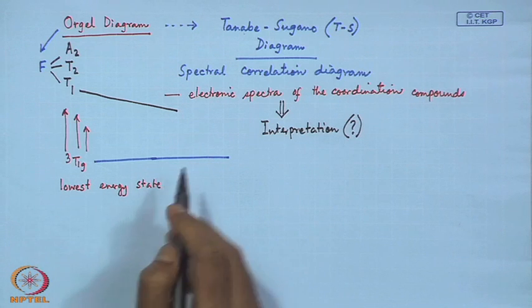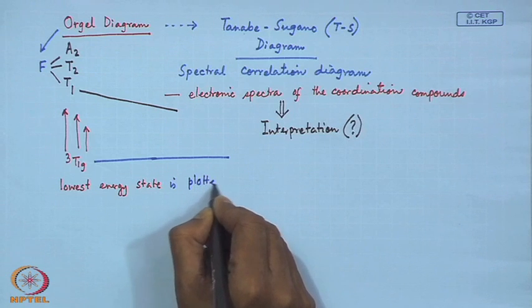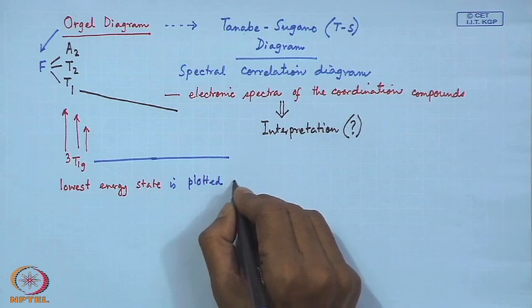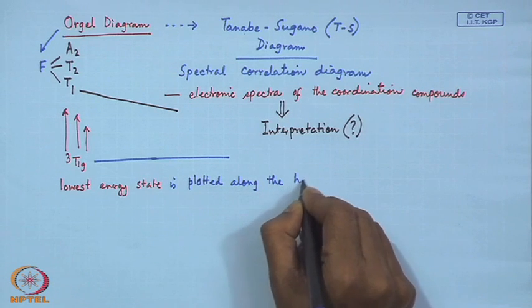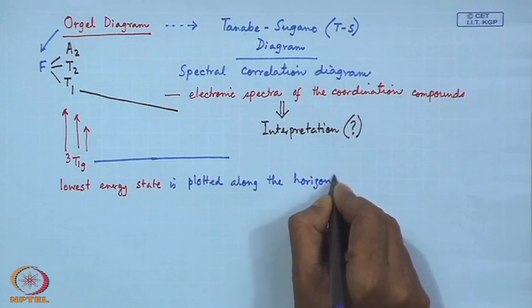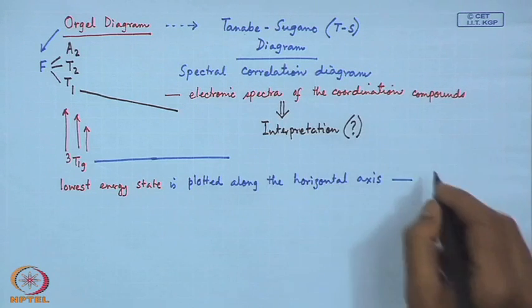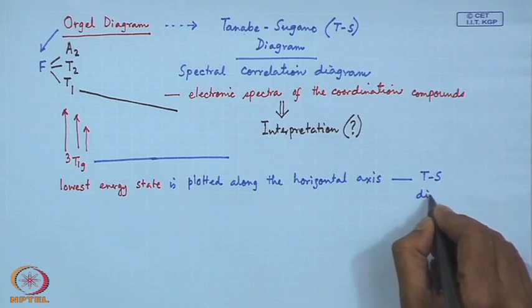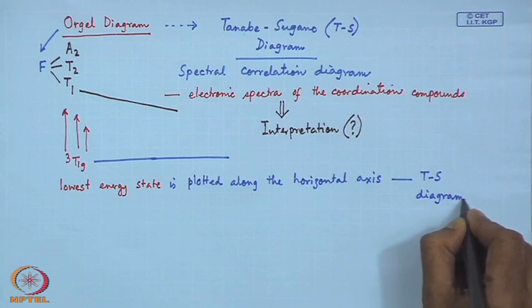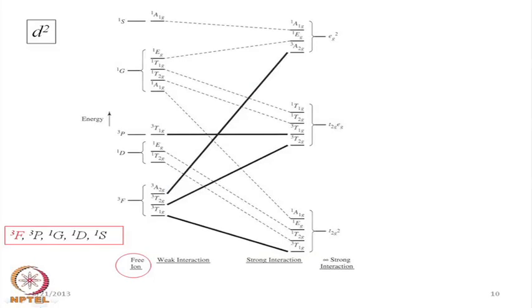So, this lowest energy state is basically plotted along the horizontal axis. That gives us our Tanabe-Sugano diagram. How we get these correlations, we can find out from this diagram simply.